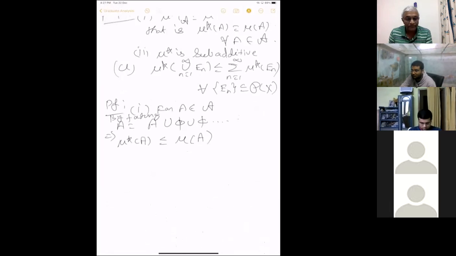That is A. Mu star A is less than or equal to mu of A. Correct? Okay. That's because mu star A is defined as the infimum of a collection, and in that collection, A union phi, the empty set, is there. So by definition, mu star A is less than or equal to this. Now we want to prove that mu of A is greater than that.